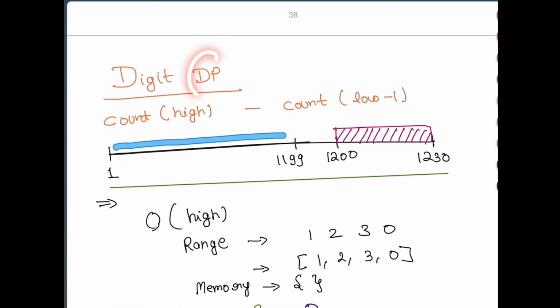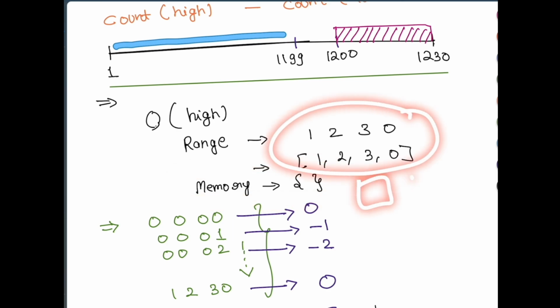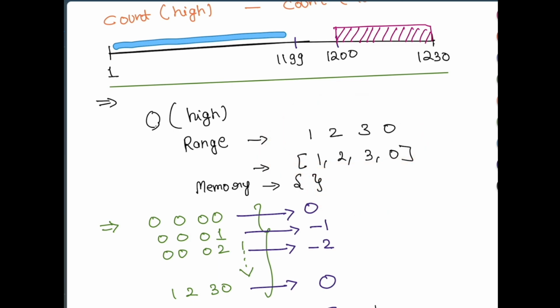And since we are using DP, dynamic programming, this memory is going to store all the sub-problem solutions, because in dynamic programming we break our complete problem into sub-problems, and then we store its result, so that we don't need to solve the same problem again.